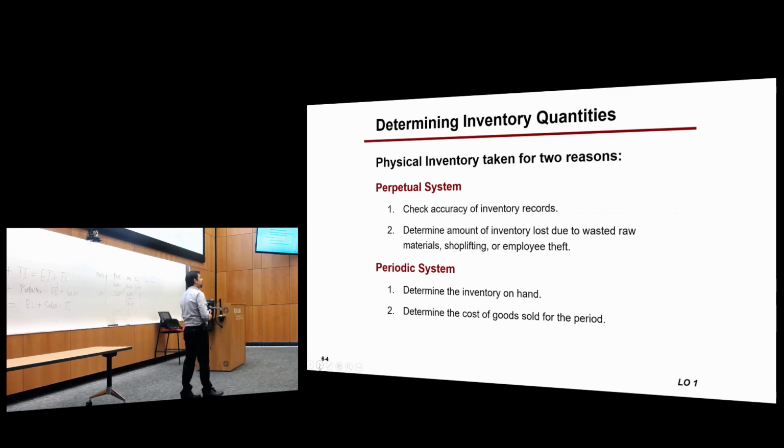On the other hand, periodic systems run this inventory mainly because they want to calculate the cost of goods sold. They want to be able to put a number next to that expense. Okay? They will also need to know their inventory level at the end of the accounting period.